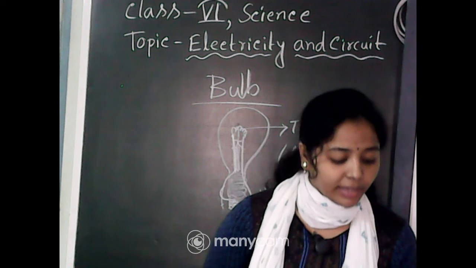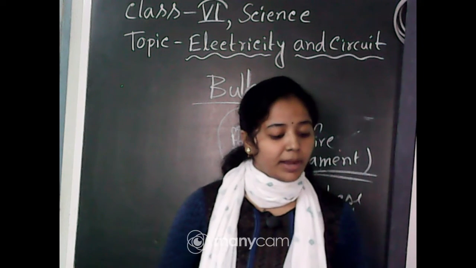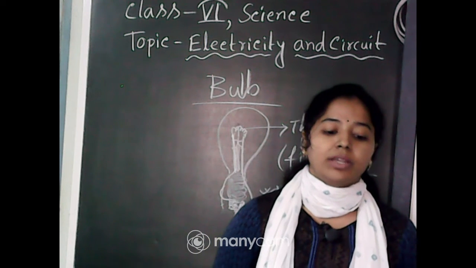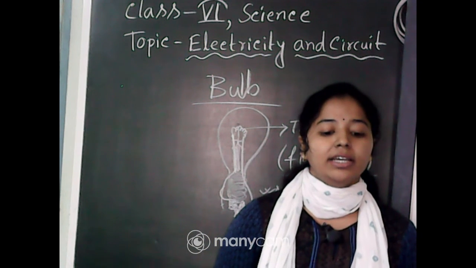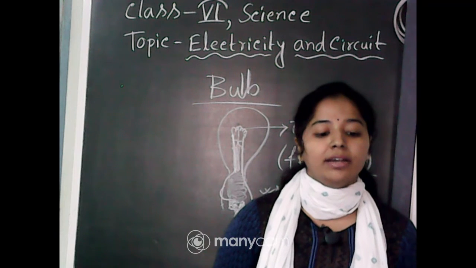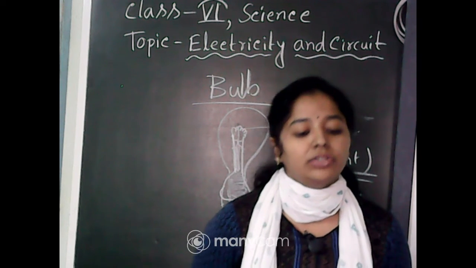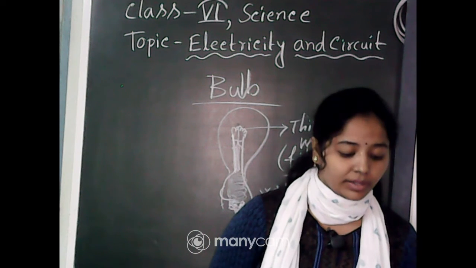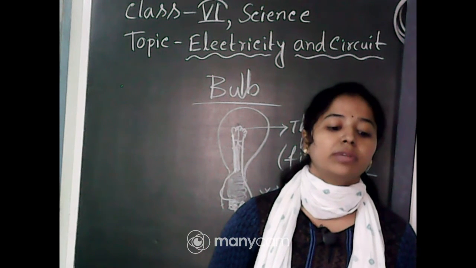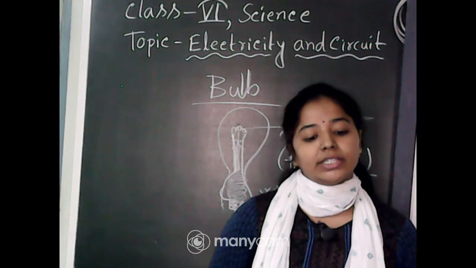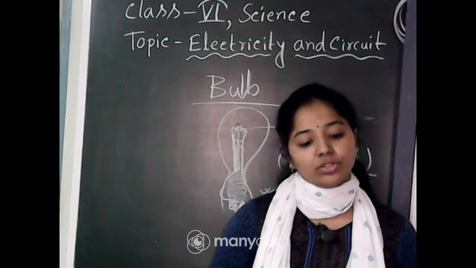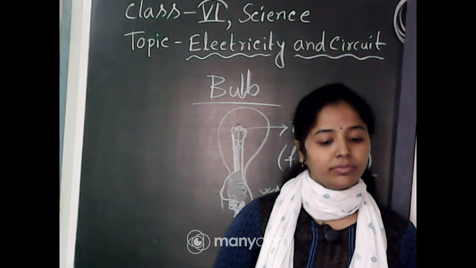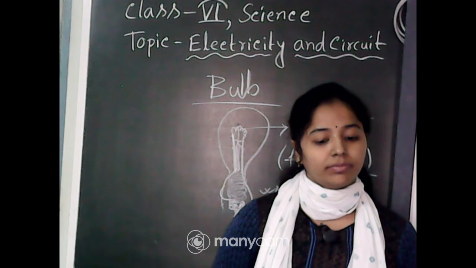Then another point: the terminals of the bulb are connected by wires to the electric cell. The terminals are already there, you have seen where the filament is connected with the two terminals. Those terminals are connected with the electric cell through wires. Understood this point everyone? Any problem?